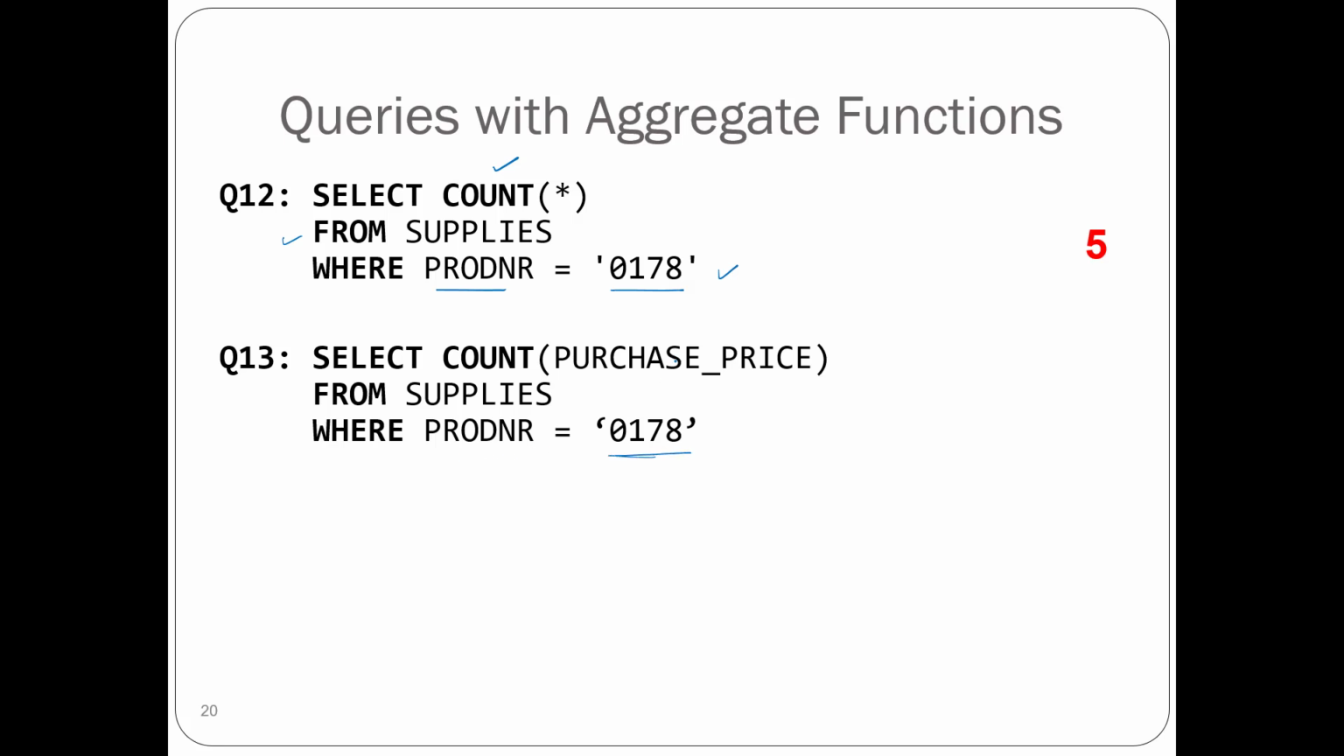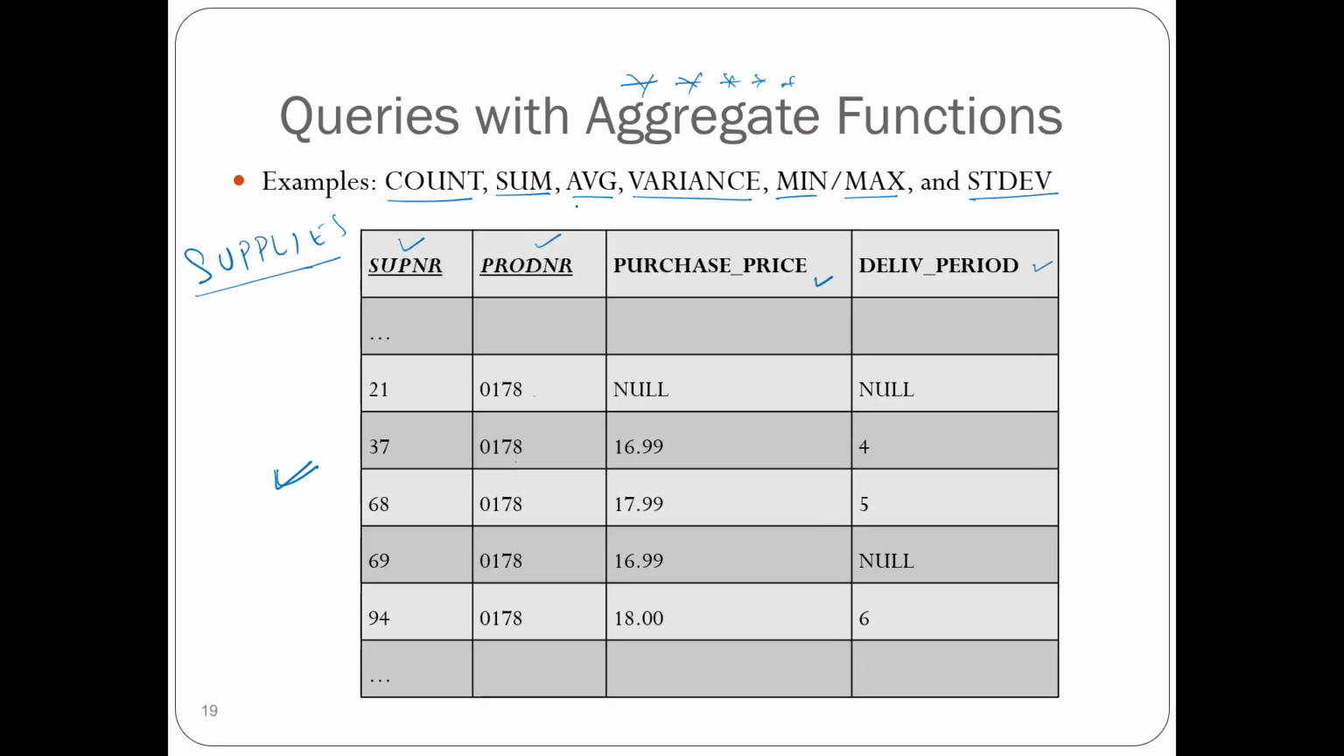Right, so purchase price, earlier we were counting all the rows, right? But here in query number 13, we are more specific. We want to count the purchase prices available for the product with product number 0178 in the supplies table. So I'll take you back to this here. Here we want to count these prices. We are counting purchase price for product 0178, so this count is happening on this data.